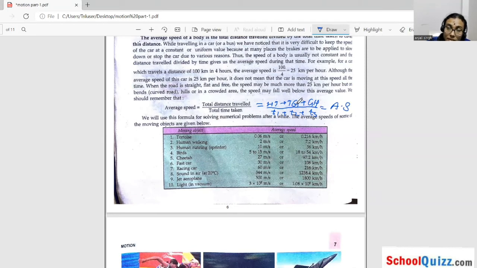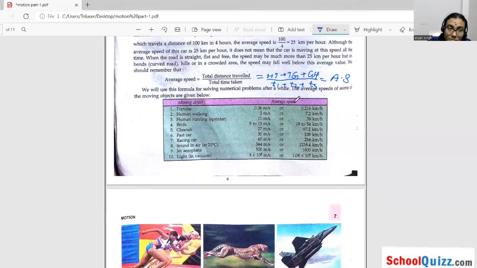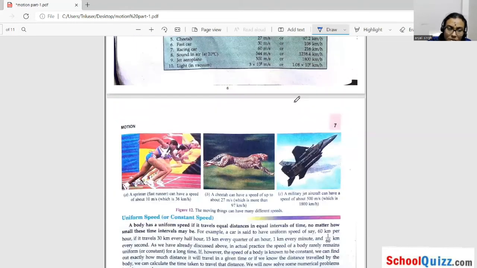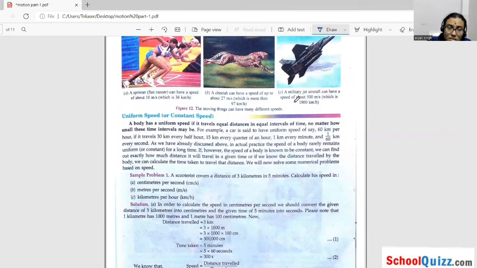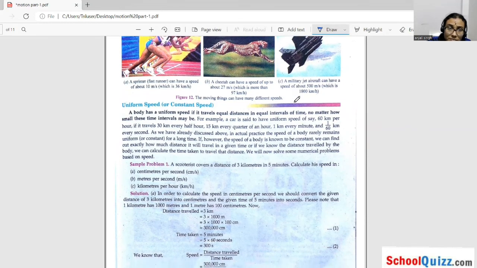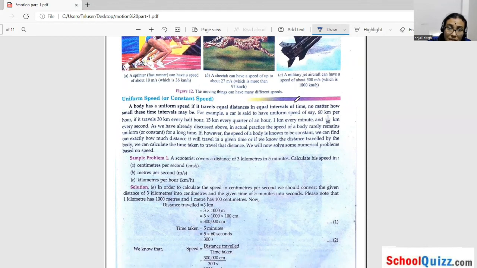Clear? How much distance you travel upon the time taken. Clear, everyone? This is your average speed. You can see athletes running, a cheetah moving, as well as a SpiceJet moving. This is an example of different speeds acquired by different organisms.